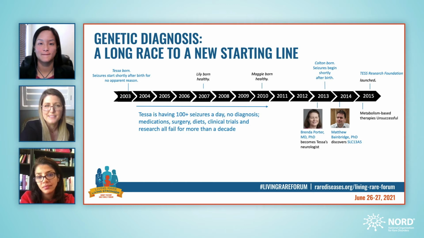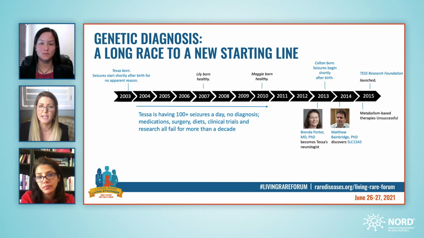My husband and I were young graduate students when our daughter Tessa was born in 2003. We thought we were having a healthy baby, but Tessa began having seizures shortly after birth for no apparent reason. We saw her diagnosis shift from benign idiopathic neonatal seizures, meaning doctors couldn't figure out why Tessa was having seizures but they thought she would be okay, to catastrophic epilepsy, meaning we weren't sure she would survive until kindergarten.